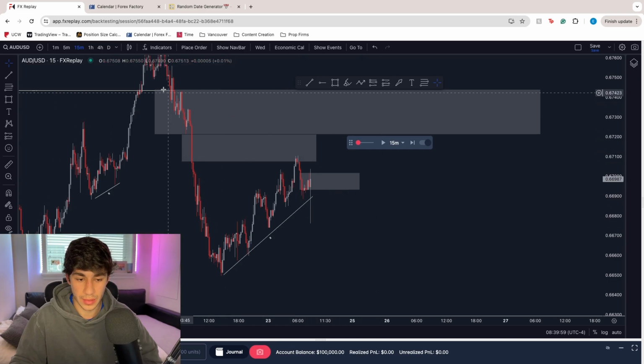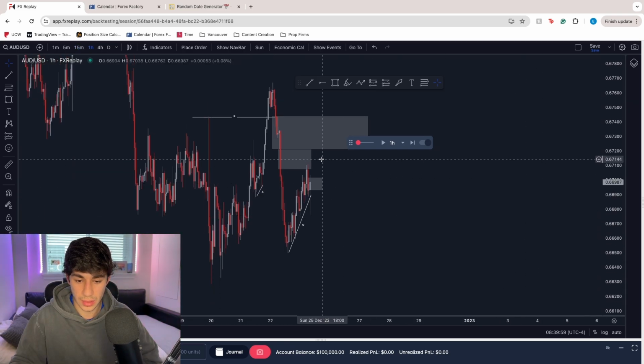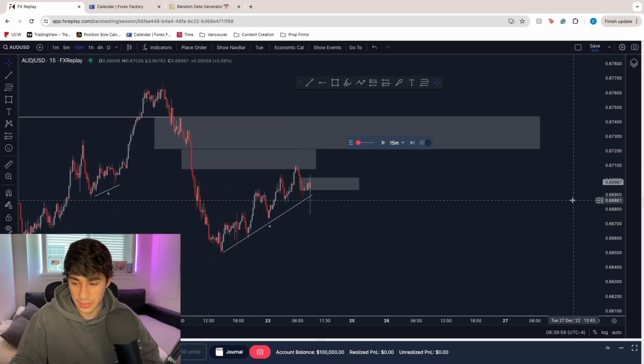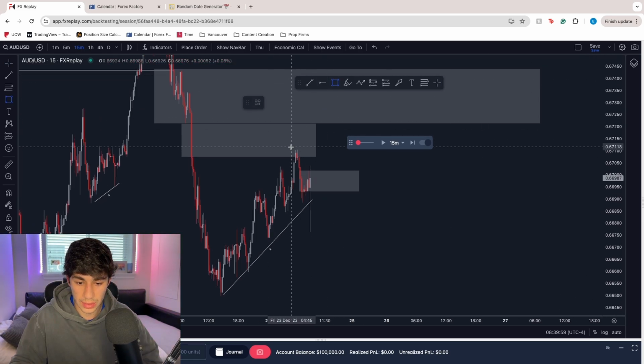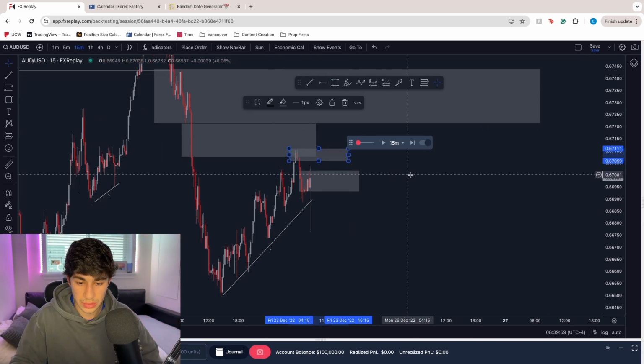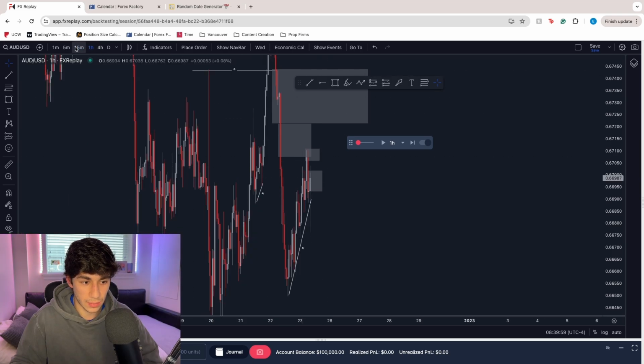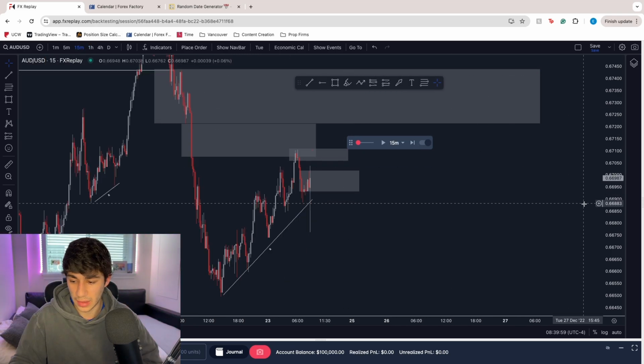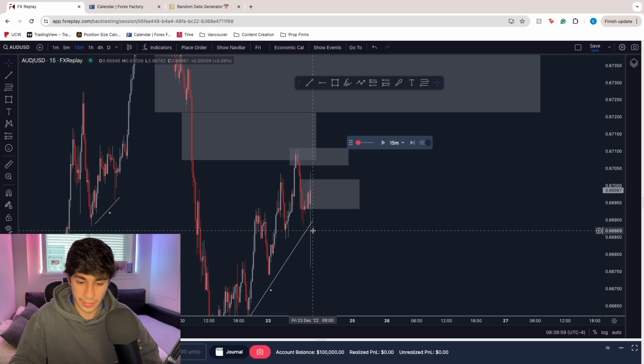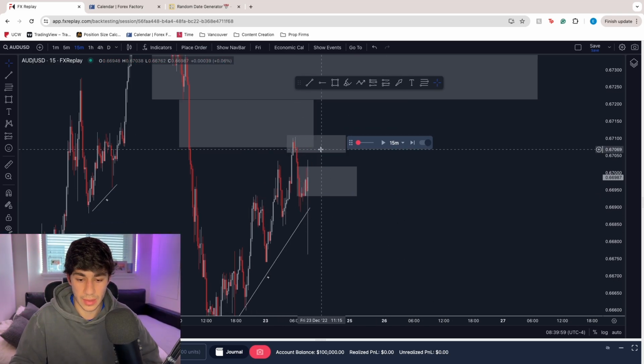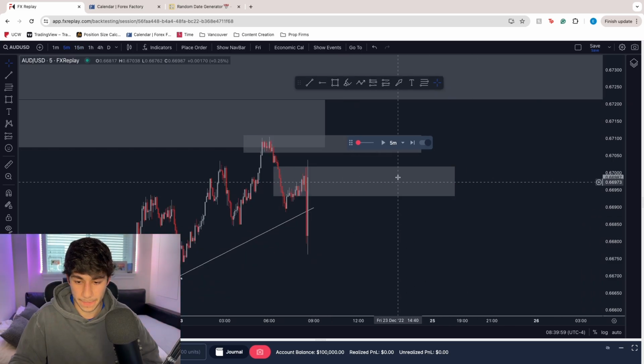It retraced from here, but we're still biased for price to reject from here and then go to the downside. That's my bias. So we took Thursday's high in here. So now I'm expecting a movement to the downside, but I don't like this candle, so I would like to see maybe some confirmations to see how price rejects from this area. So let's see.